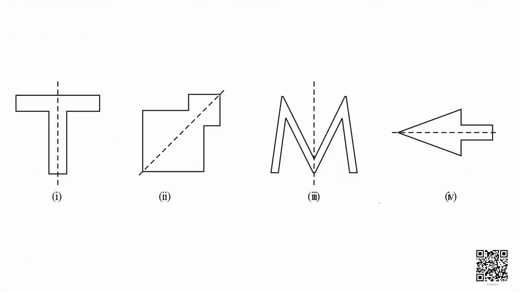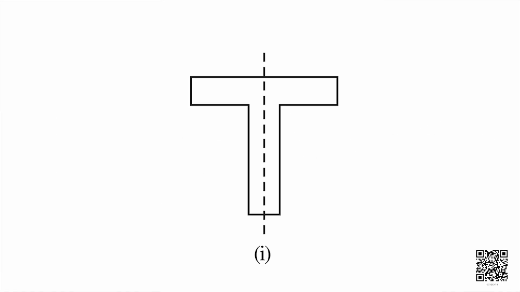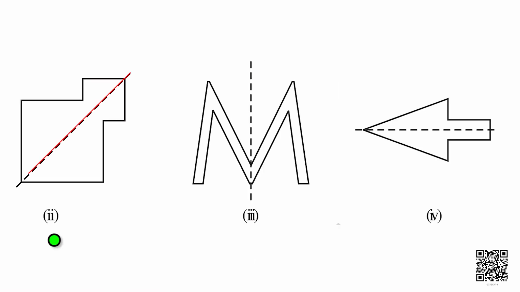Study the following figures in which the lines of symmetry are marked with dotted lines. So, you can see the first figure, it is in the shape of T and the line of symmetry is passing just through the middle of this T. So, if we fold this T from this line, we can see that both the parts will coincide. Similarly, in the second shape, then in the third shape, it is in the shape of English alphabet M.